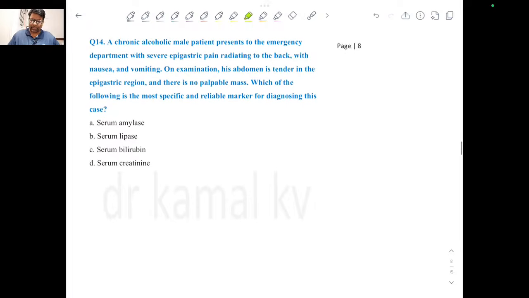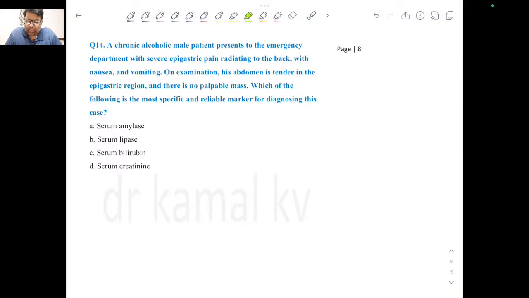The next question: a chronic alcoholic male presents in the emergency department with severe epigastric pain radiating to the back with nausea and vomiting. On examination, his abdomen is tender in the epigastric region and there is no palpable mass. Which is the most specific and reliable marker for diagnosing this case? Now again, we can write the keywords first.